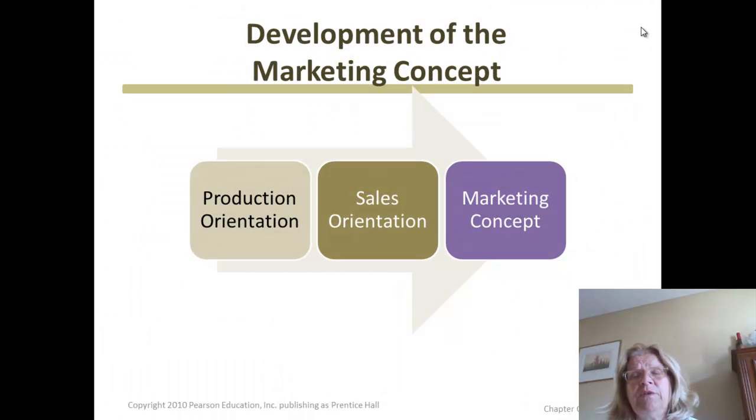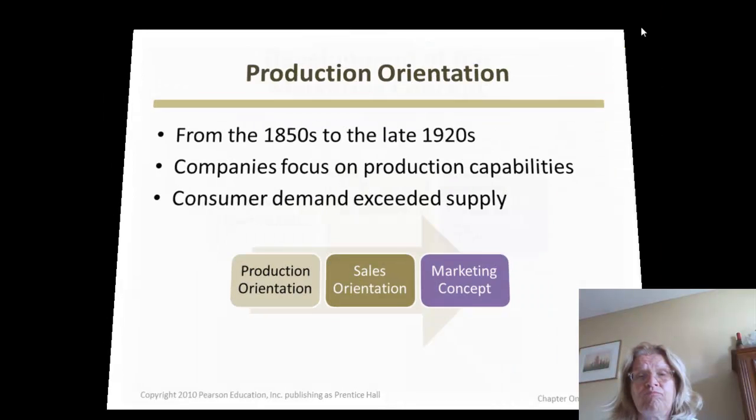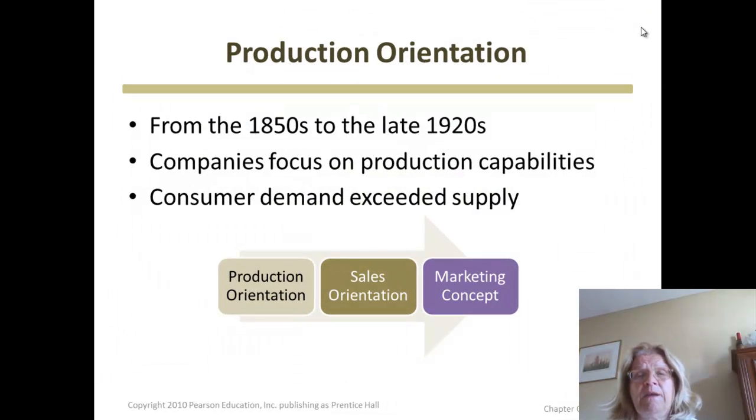Consumer behavior studies are based on the marketing concept. The marketing concept was developed over time through two other important business orientations called the production and the sales orientation. Production orientation was the main orientation in the late 19th century and beginning of the 20th century.